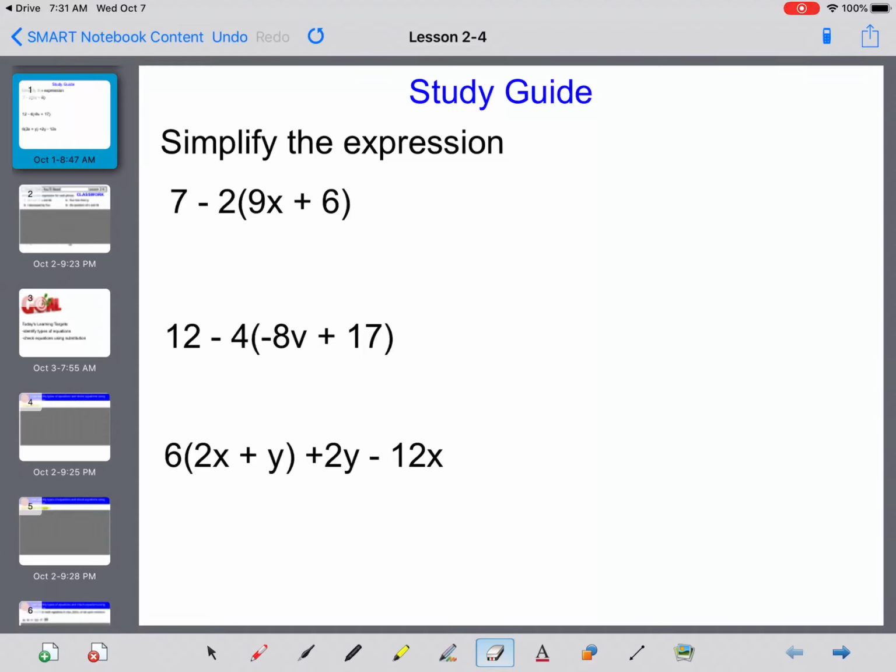This is lesson 2-4 from the Algebra Readiness textbook. Gather a sharpened pencil and your notes packet and work these study guide problems. When you're done, continue the video.